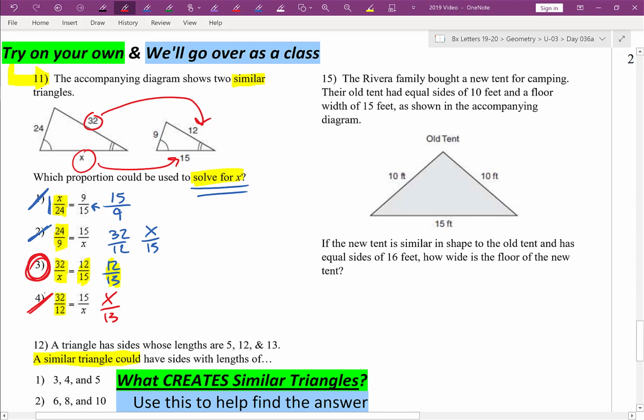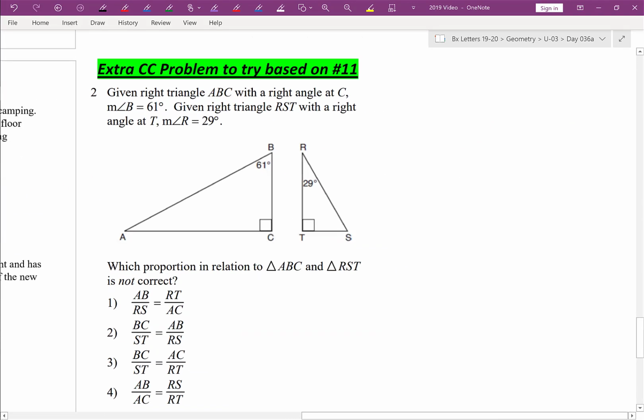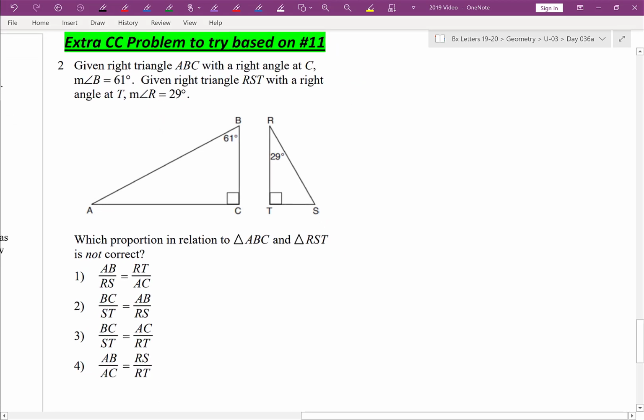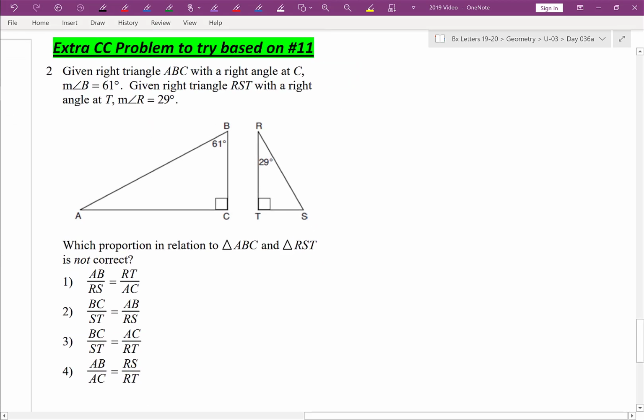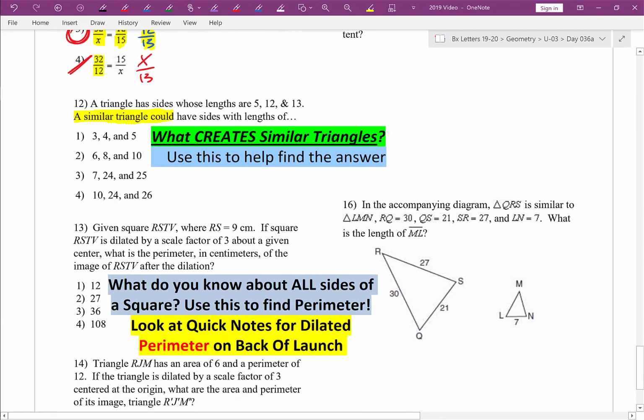So now that you kind of see how to do this problem, I'm going to push you to do a Common Core problem on the side. You can copy this down or just try it. But you want the one that's not correct. It's kind of the opposite of what we had just done. But we're going to resume, go back to our practice.